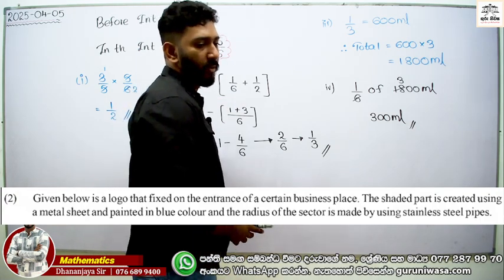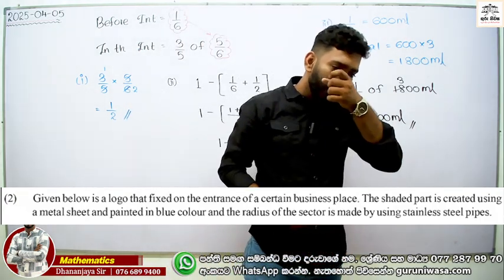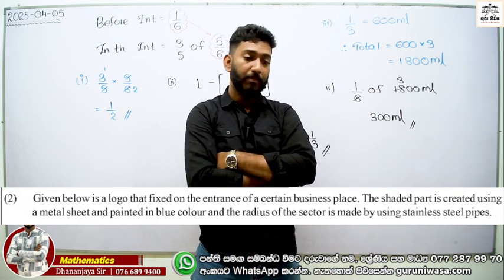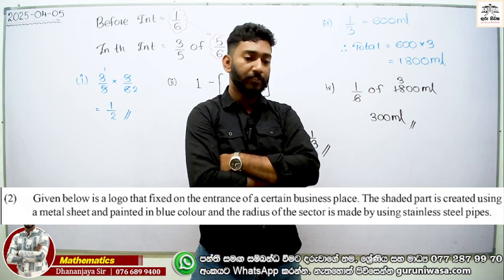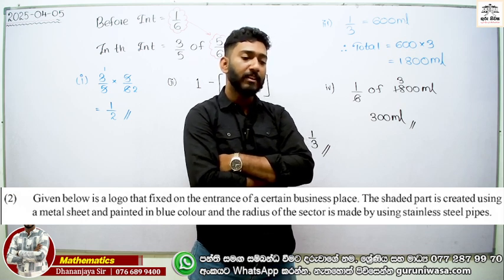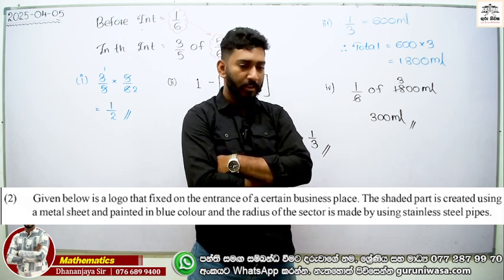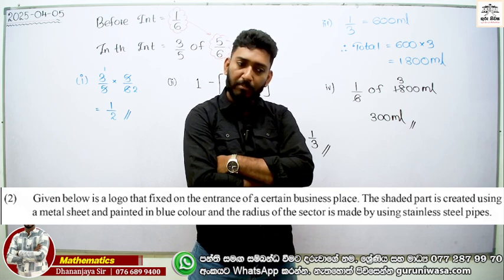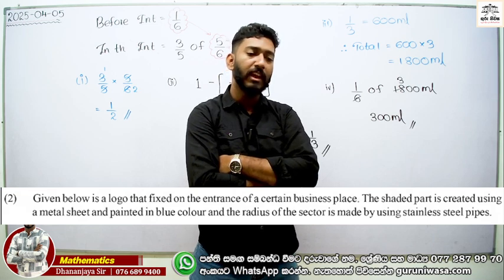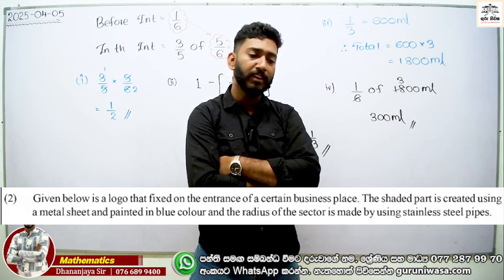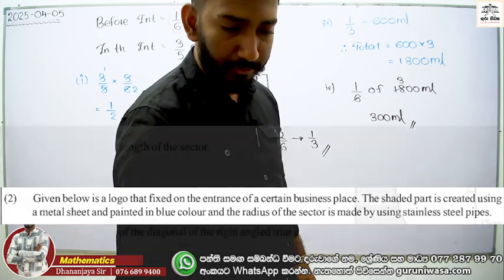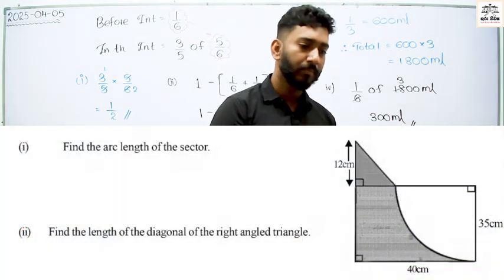Now listen. Given below is a logo that is fixed on the entrance of a certain business place. The shaded part is created using a metal sheet and painted in blue color, and the radius of the sector is made by using stainless steel pipes. Now this is a figure, right?